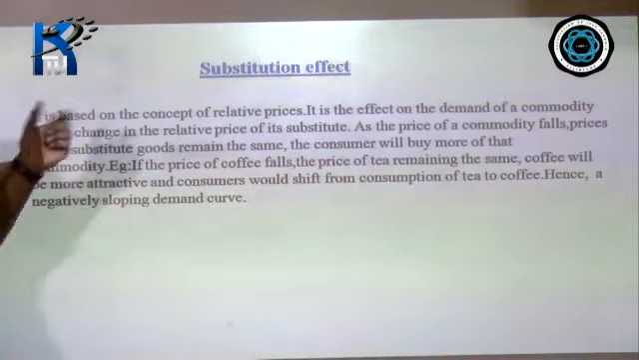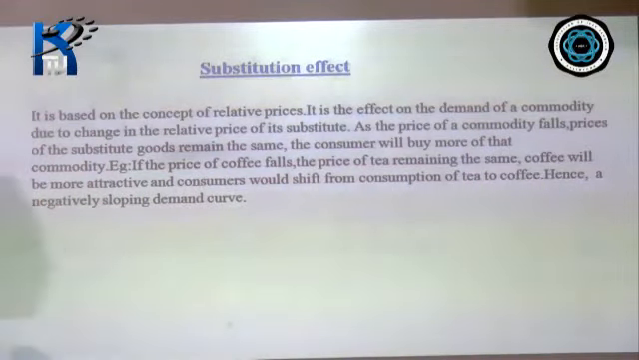Substitution effect, substitute good. Example of substitute goods: tea and coffee. Remember, we will take tea, let us say, as a commodity, and the substitute good is coffee. Since our commodity is tea, we make sure that the price of tea will change and the price of coffee will remain constant. The substitute good, coffee's price is the same, but the price of the commodity we are talking about, tea, has to change.